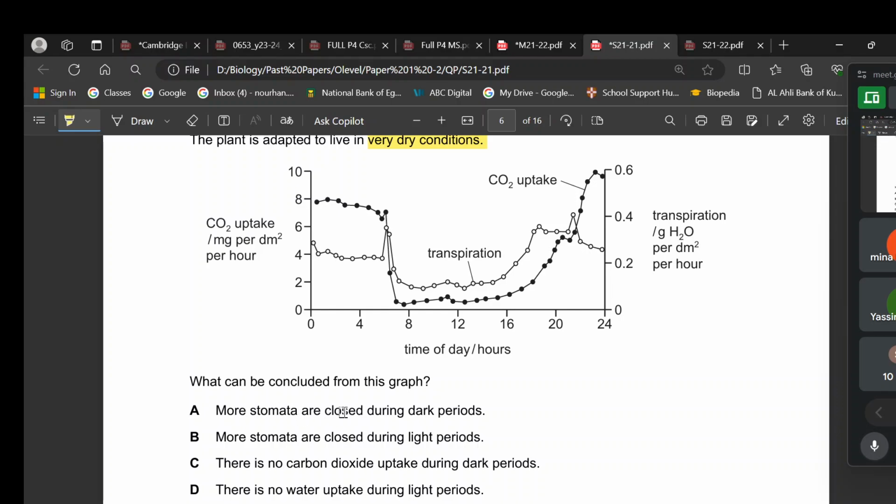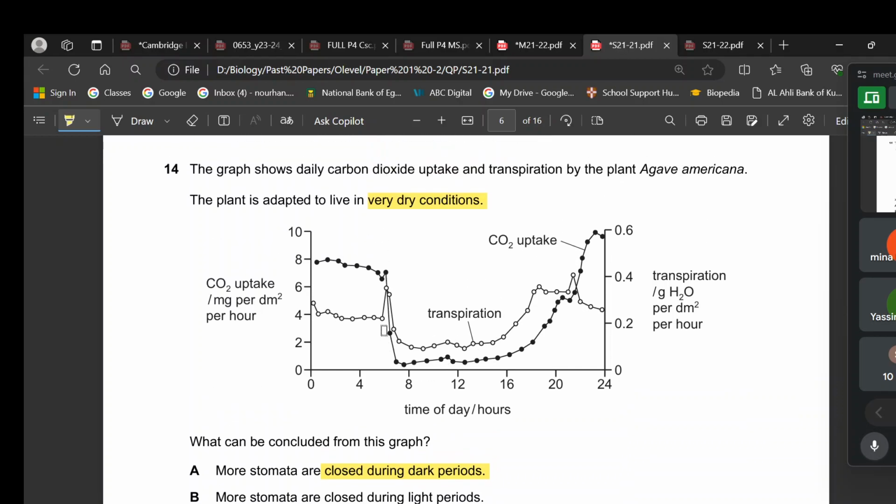More stomata are closed during the dark period. Let's check. If the stomata are closed, transpiration and carbon dioxide uptake will be less. Is it true? Dark period, no, this is from, for example, 5 a.m. to 5 p.m. Here the stomata are closed. This is why the transpiration and carbon dioxide uptake is less.